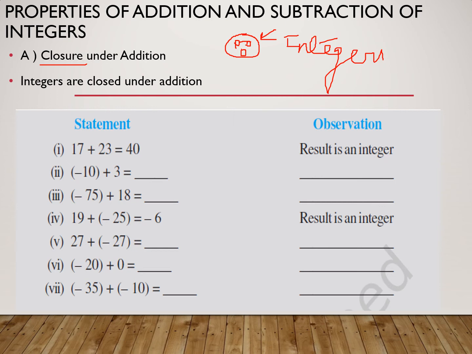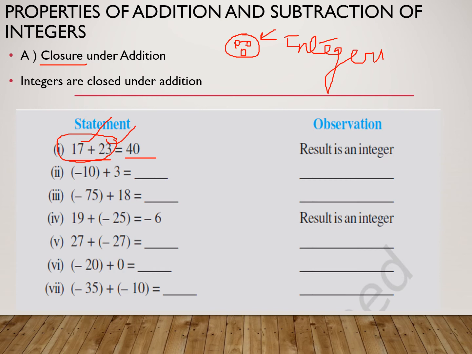Okay, let's see how. You can see here for an example, 17 is an integer, 23 is an integer, and if you add both of them you get 40 as answer. And you can say 40 is also an integer. So whenever you add or subtract two integers, the answer is also an integer. This is known as closure property under addition.